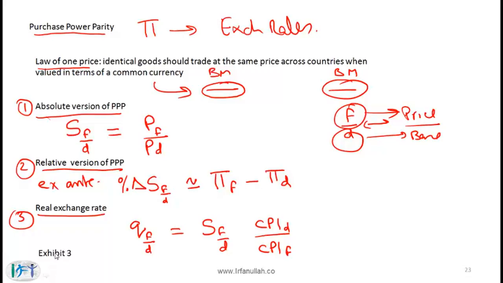Also take a look at Exhibit 3. Exhibit 3 makes a very simple and basic point, which is that the relationships we talk about here, especially the relative version of PPP, which talks about predicting exchange rate based on inflation rates, hold in the long run, but not in the short run. And the long run can be quite a number of years. So when we look at 12 years or 24 years, that's the long run. If we just look at 1 year intervals, then this relationship does not seem to hold.